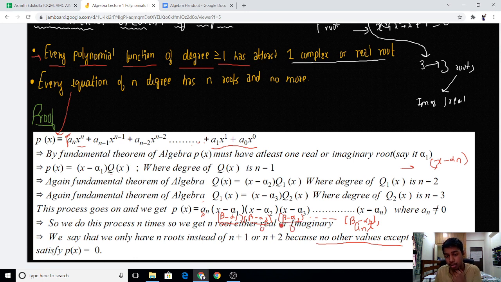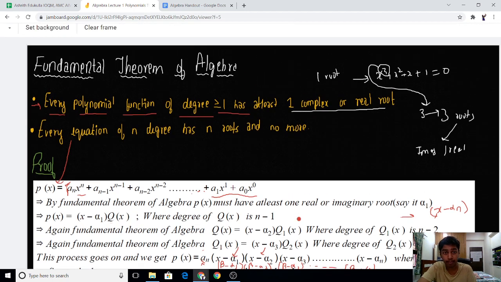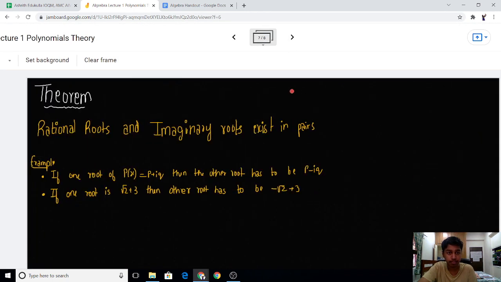So one thing you have to remember is, if beta equals to alpha 1, then we have already considered that alpha 1 is a root. If beta equals to alpha 2, we have already considered that alpha 2 is a root. So if you keep any other value except alpha 1, alpha 2, alpha 3, the equation p of x cannot be 0. That's obvious. I have even explained here. So there cannot be any other values except alpha 1, alpha 2 up to alpha n which satisfies this.